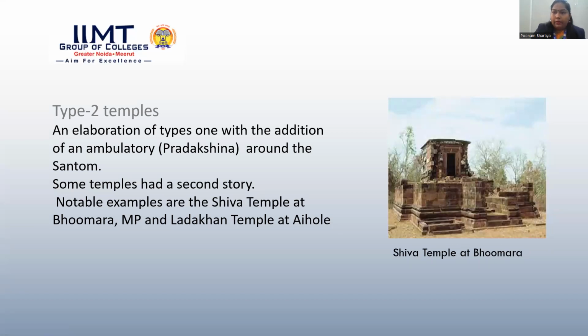Second type of temple architecture, type 2 temples. Type 2 temples are an elaboration of type 1 with the addition of an ambulatory or pradakshina around the sanctum. And some temples had a second story too. The notable examples are the Shiva temple at Mukundara, MP, and the Ladkhan temple at Aihole.